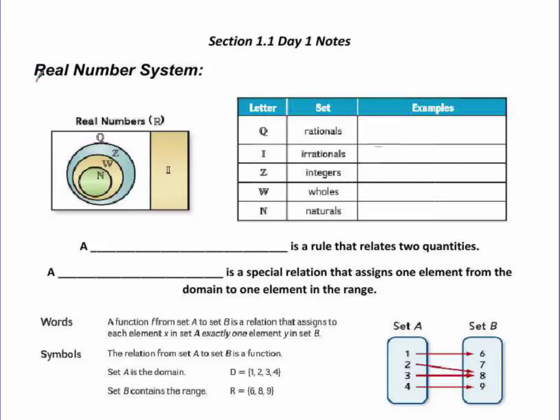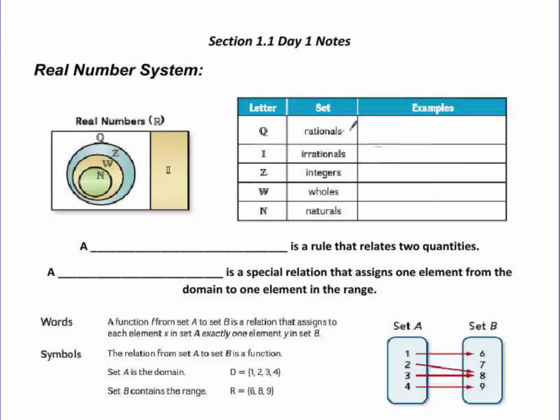We're going to start with a review of the real number system. Hopefully you remember that real numbers are basically any numbers you can think of. We're going to go through rational numbers, irrational, integers, whole numbers, and natural numbers just to remind you what they are. There's a small diagram over here on the side that shows you how they're connected. You can see that all natural numbers are whole numbers, all whole numbers are integers, all integers are rational numbers, and then all rational numbers and all irrational numbers combine to make up the real numbers.